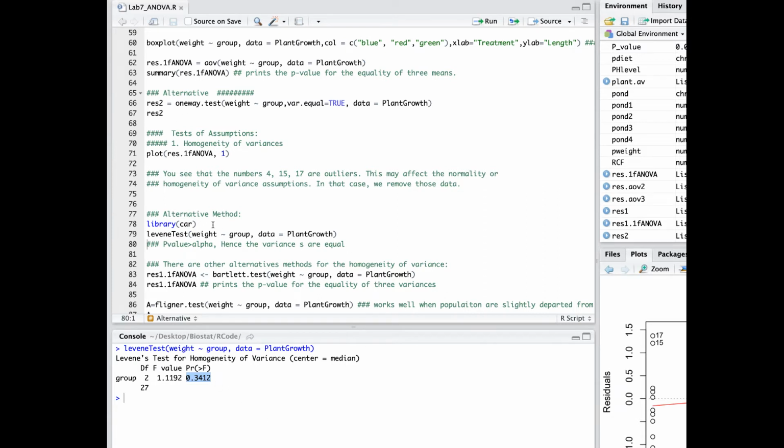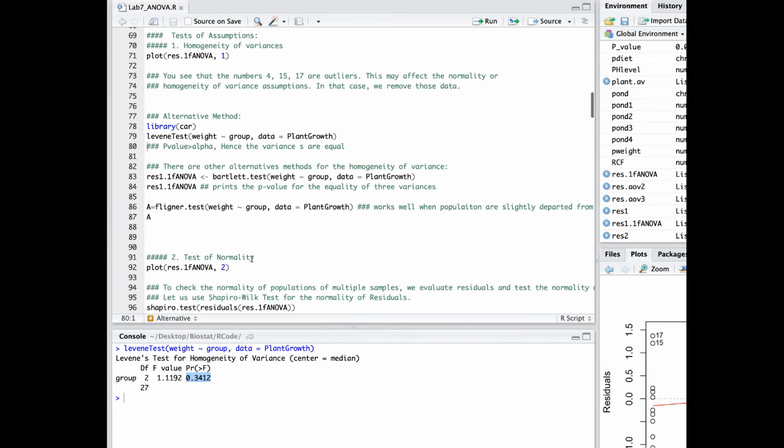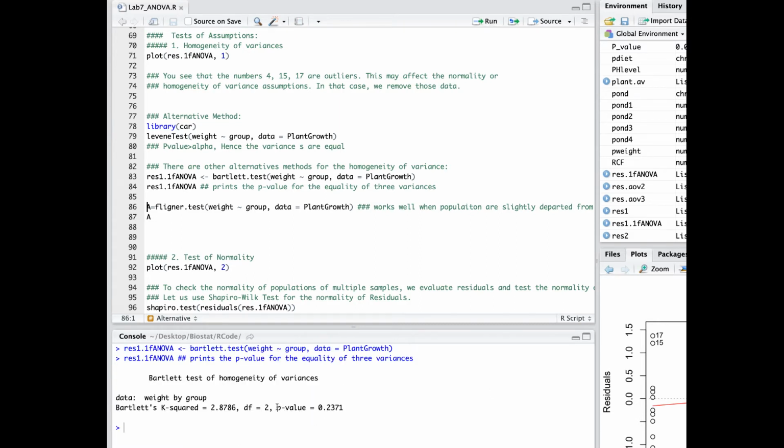So the next thing is the alternative method I'm using. Result 1.1F ANOVA, that's the name I gave. That's the Bartlett's test. So you will see this in the next slide, okay? This is another way of testing the homogeneity of the variance, okay? If I do the Bartlett's test, you may get a different p-value, but the result is actually the same because what we got here is p-value is greater than alpha, so the homogeneity of variance is true, right? So another method is the Fligner test.